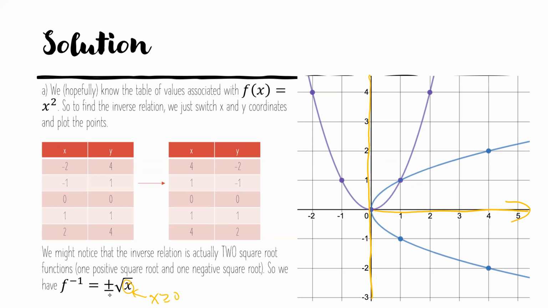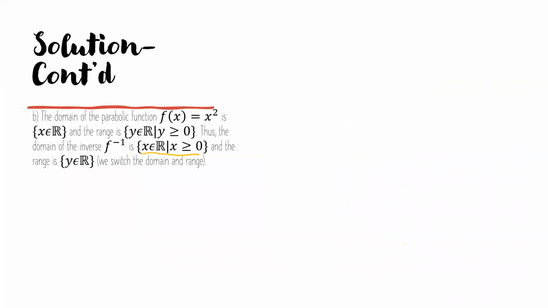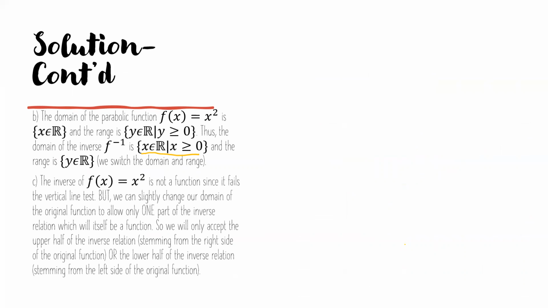But because we're considering the positive and negative square root, at least for the inverse relation, we could have any number. We could have a positive number or a negative number. There's no restriction there. So we notice that the range is actually unlimited. So just notice that the domain and range just swap, and that's a really important concept for you to understand. So the inverse of f of x equals x squared is not a function because it doesn't pass the vertical line test.